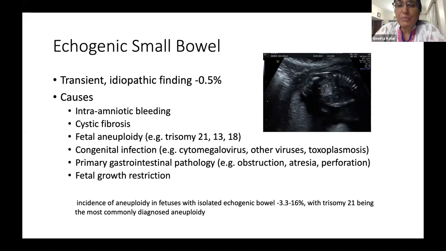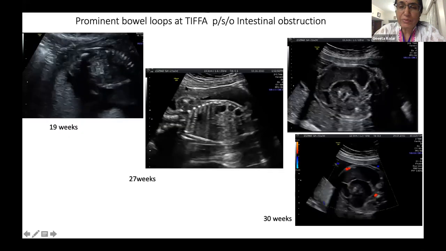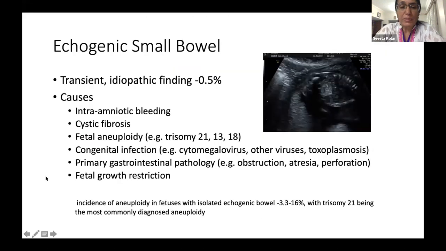The bigger masquerader is echogenic small bowel. This could be a transient and idiopathic finding in only 0.5%. Because of an intra-amniotic bleed, the fetus has swallowed this blood, and there could be just echogenic small bowel. It is associated with cystic fibrosis. It may be associated with fetal aneuploidy like 21, 13, 18. It may be associated with congenital infections like CMV and toxoplasmosis. On follow-up, there could be primary gastrointestinal pathology, or there could be a marker for fetal growth restriction.